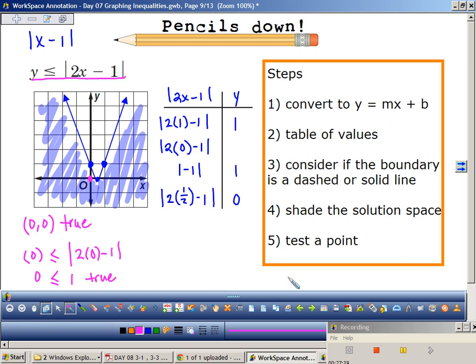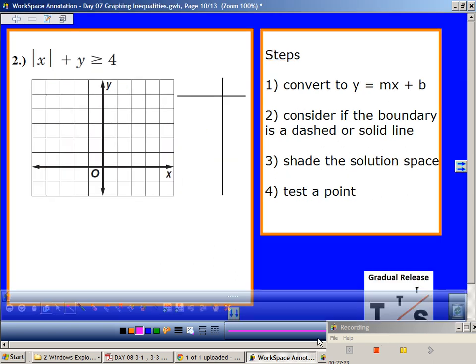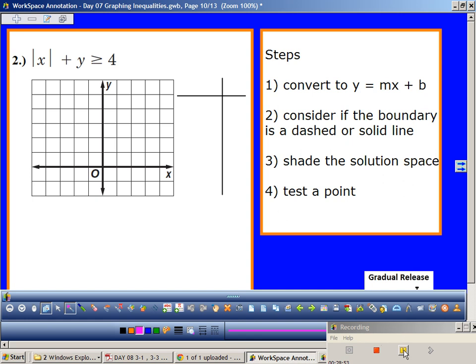Question. You guys ready to do one on your own? All right. Try this one.